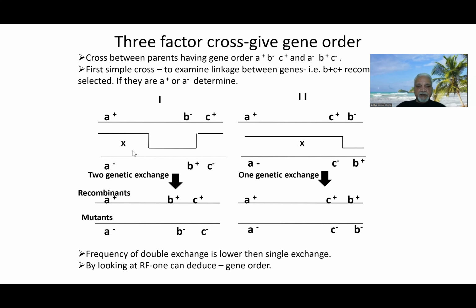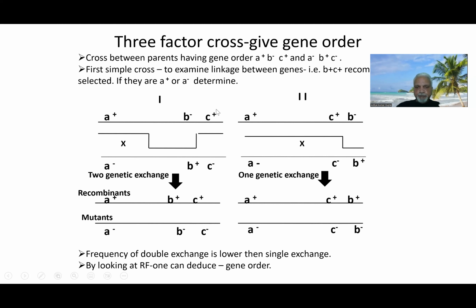And this recombination is involving two exchanges, or two crossovers, one at this point and one at this point. Then only this B plus will move here and B minus will move here. But if you look at this panel here, the A plus, C plus, and B minus, to make it B plus, there has to be a single crossover taking place between B and C, or C and B. So to get A plus, C plus, B plus. A plus, B plus, C plus.